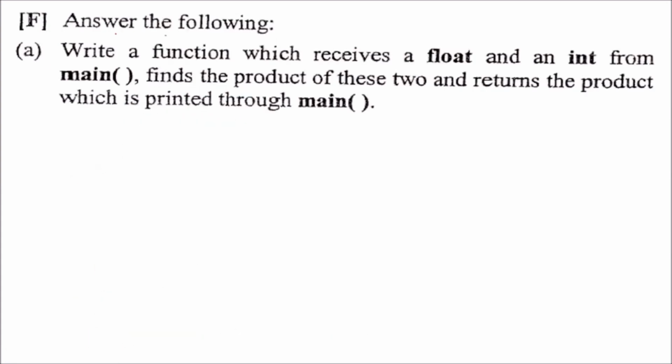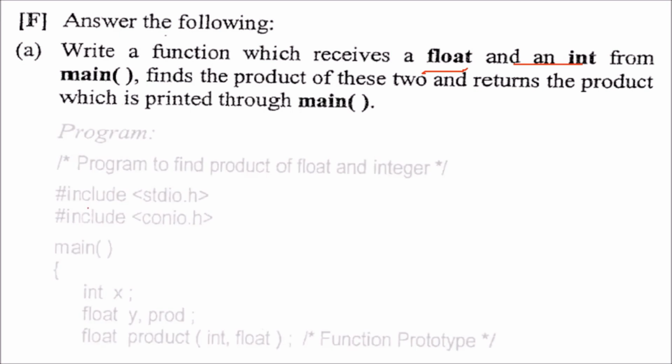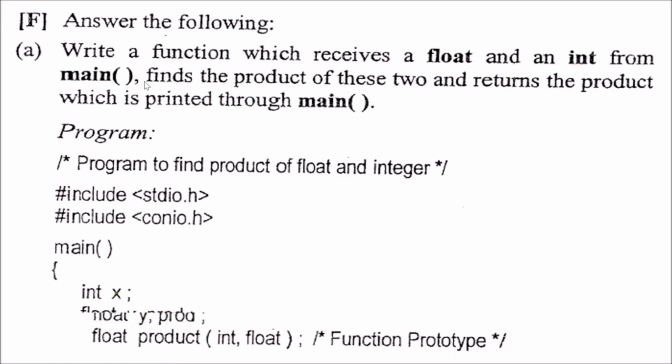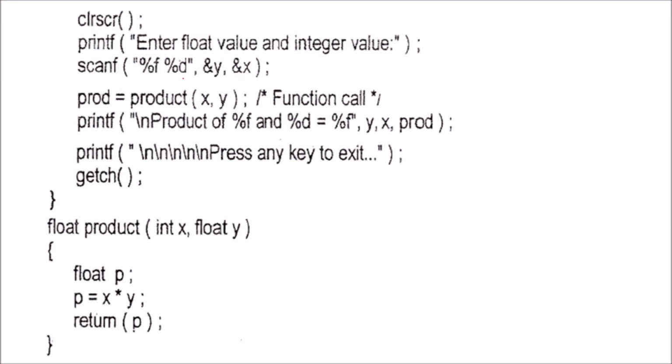Answer the following question. Write a function which receives a float and an integer, finds the product of these two, and returns the product, which is printed through main. So we'll try to write a program. This is X, we take float as Y and PROD, the product. We write a function prototype for the product function. We are passing an integer and a float, and the return type will be float. So we ask the user to input the float value and integer value. One we will take in %f, the other in %d.